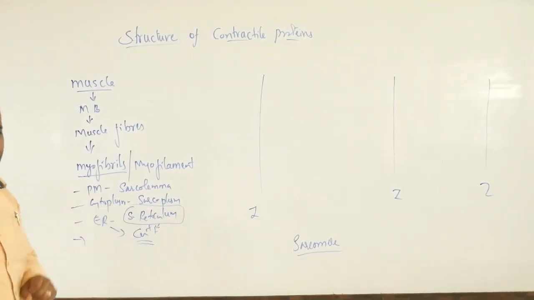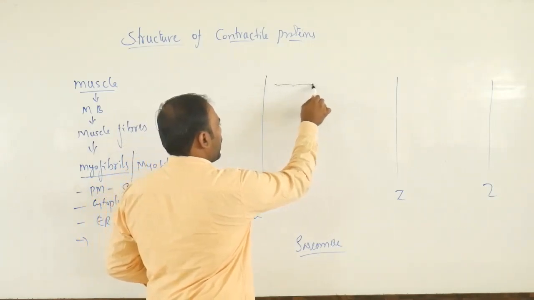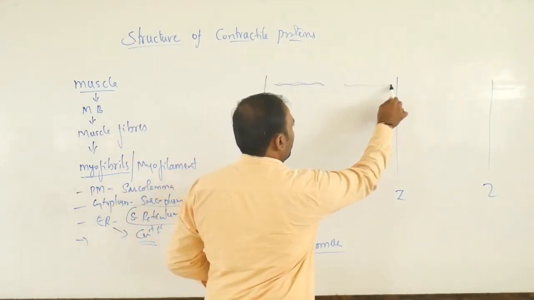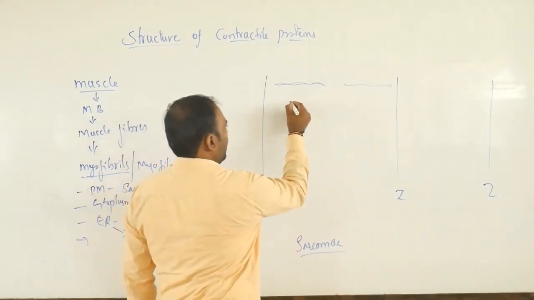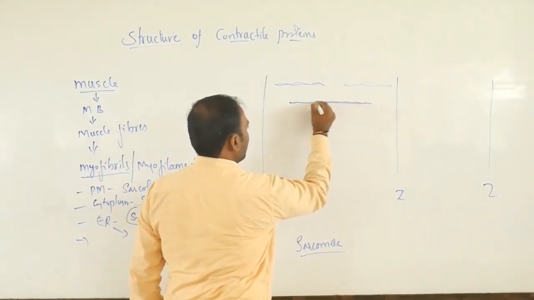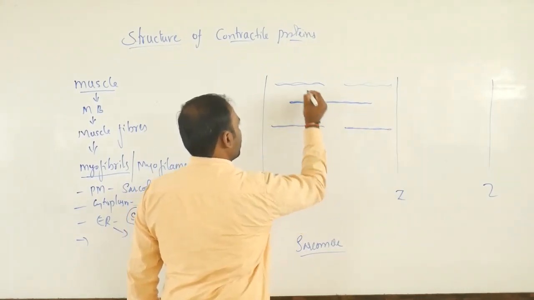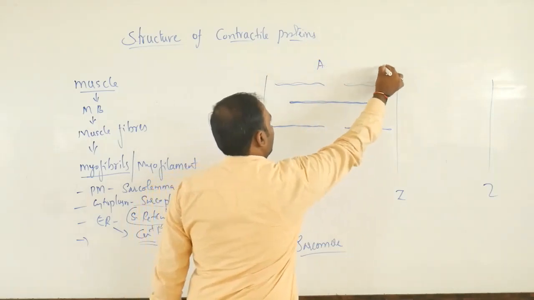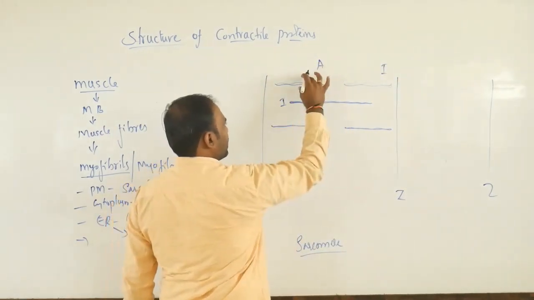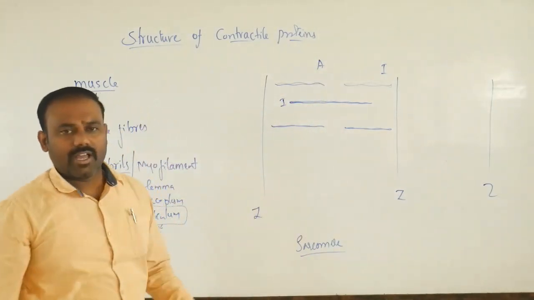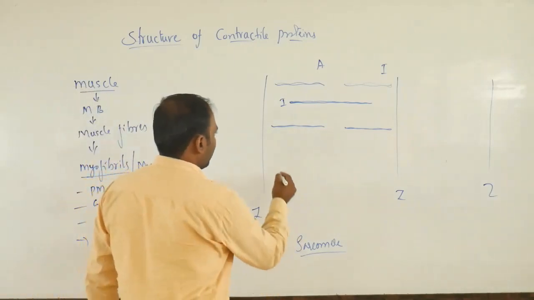And in one sarcomere, again we will be having a kind of protein. This is one, and again we will be having a second protein. Again we will be having one more protein. Remember, this is A, and we will be having I. This one is considered I and this is considered A. They refer to actin and myosin, that is, thick and thin filaments. We will discuss it later.